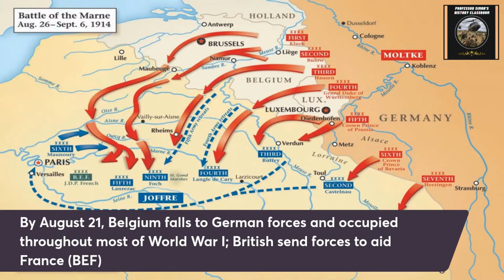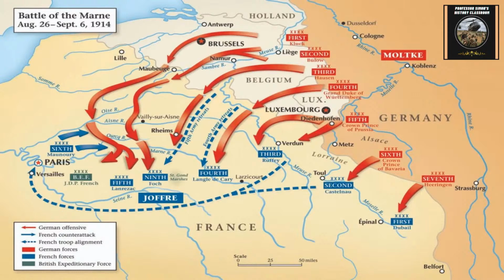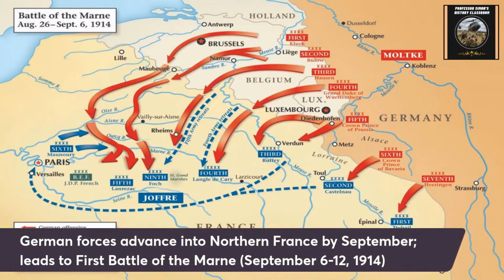And when the Germans advance into northern France, this causes a major battle to break out, which was called the First Battle of the Marne, which was fought around September 6th to the 12th at its peak. There's two battles of the Marne in World War One. There's another one in 1918. That's later.